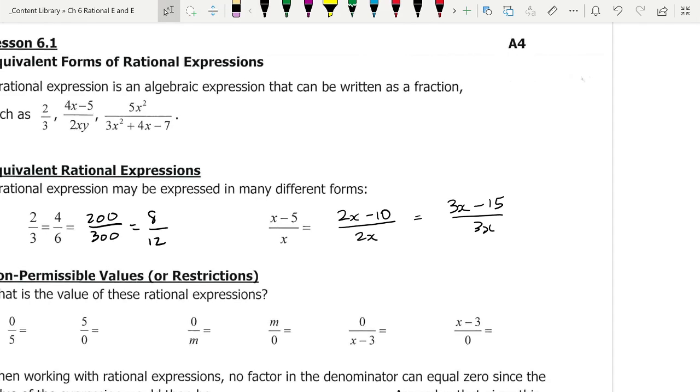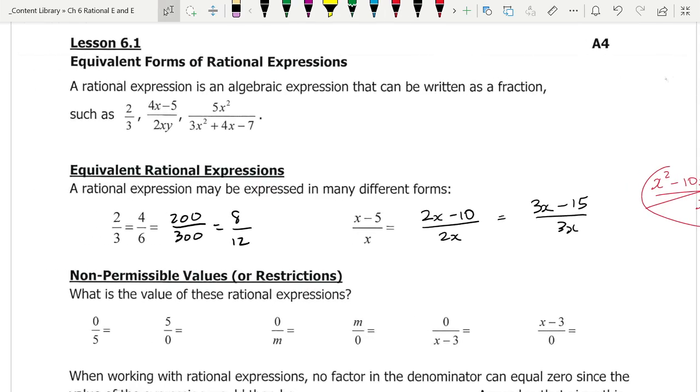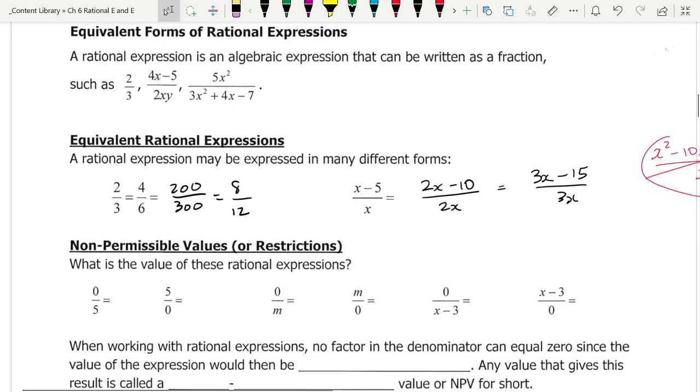I'll put it in red because I don't know yet. Is x squared minus 10x plus 25 over x squared an equivalent expression to the original one? Again, pick a number for x. Let's say x was 1. This would be negative 4. If I put a 1 in here, do I get negative 4? Definitely not.